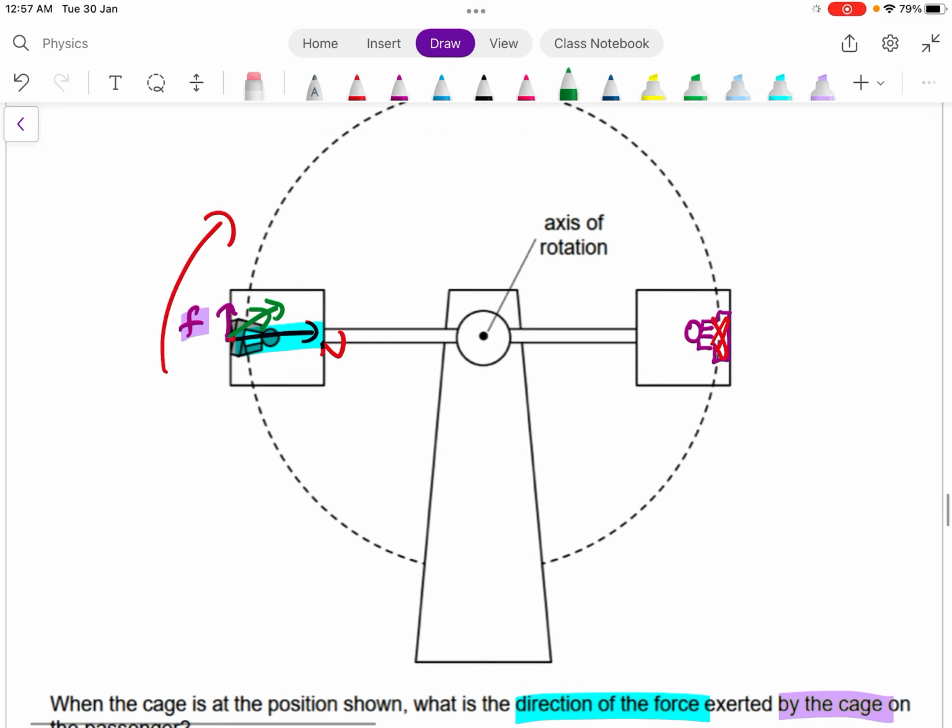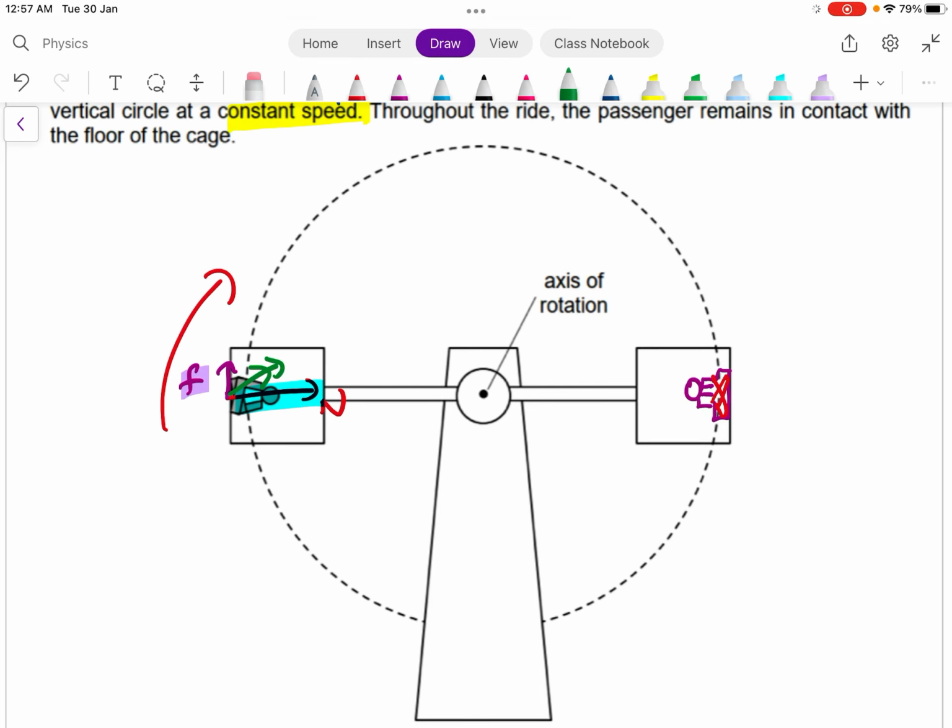So what if my Ferris wheel is rotating in the other direction? Will the situation actually change? If my Ferris wheel is rotating in the anti-clockwise direction, same thing, let me just erase all this. First, there's a normal contact force also, which provides the centripetal force. The weight is still acting downward. So in order to prevent the person from sliding down, there must be a frictional force acting upward right here. So this is the frictional force.